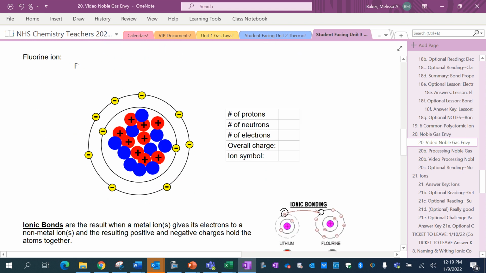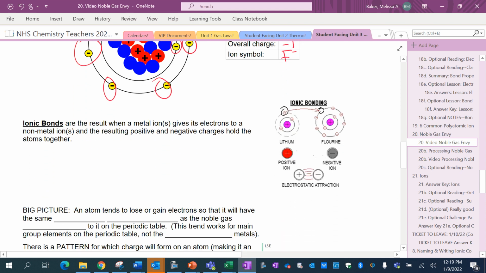But let's look at the ion. There are still 9 positives, still 10 neutrons, but now there's 1, 2, 3, 4, 5, 6, 7, 8, 9, 10 negative electrons. So the negatives are winning by 1. That means the ion symbol is F minus.